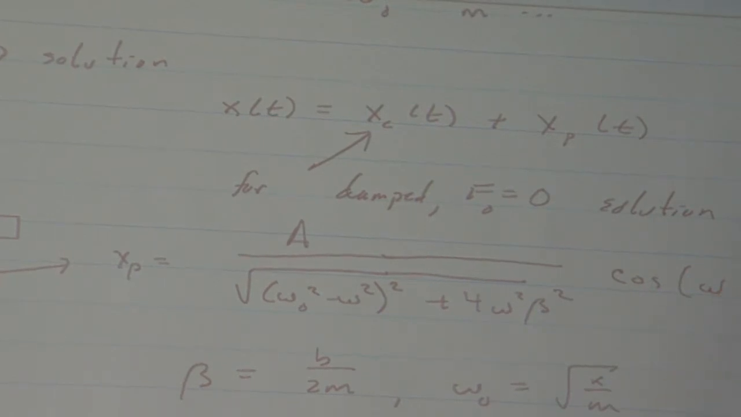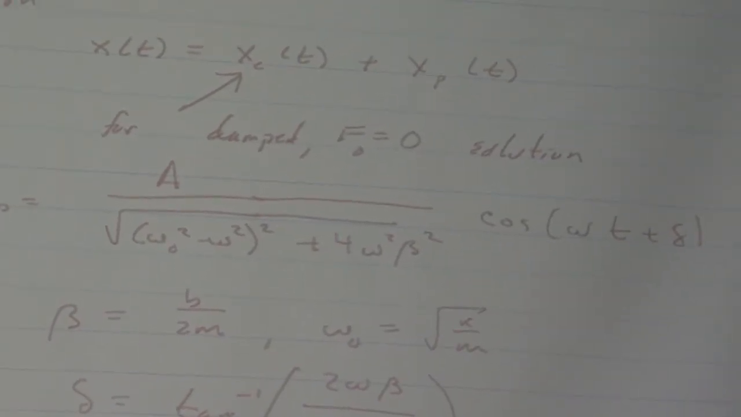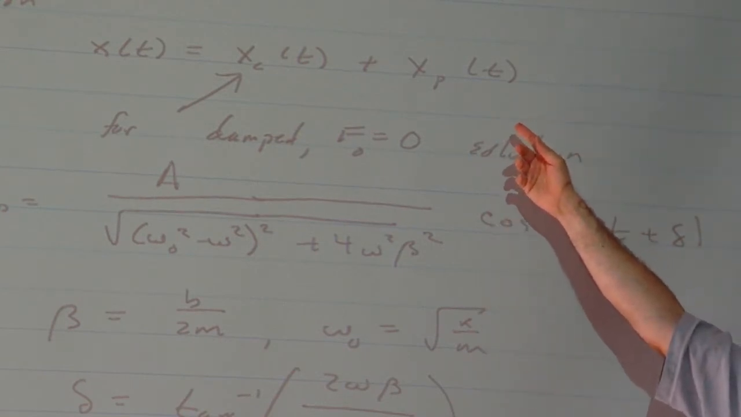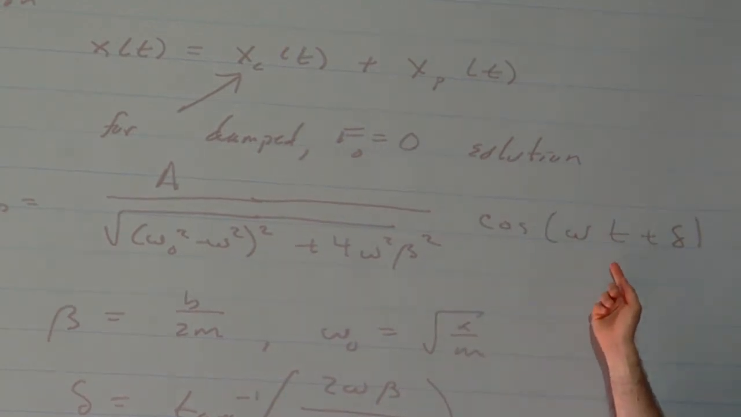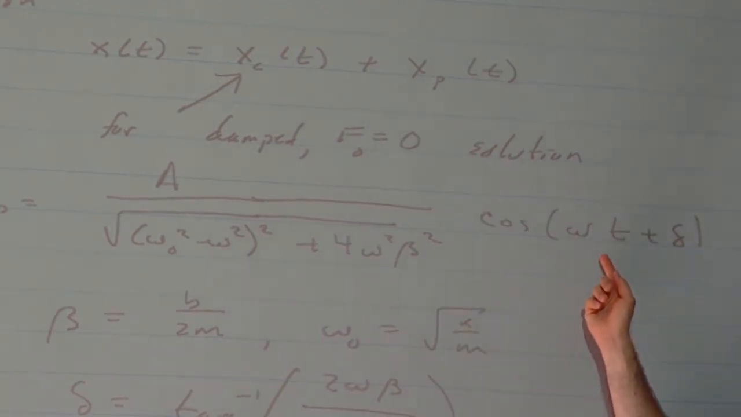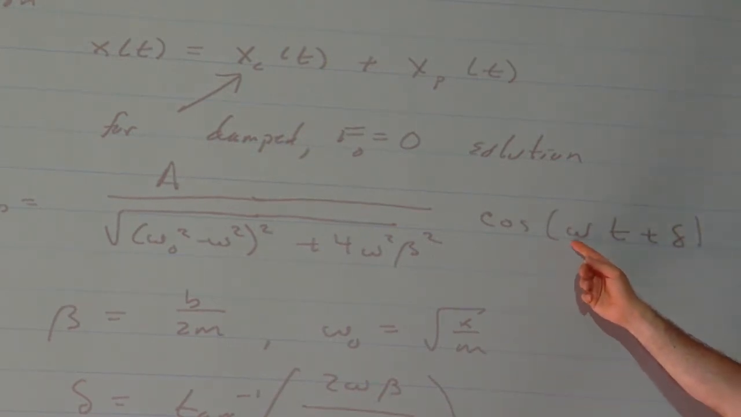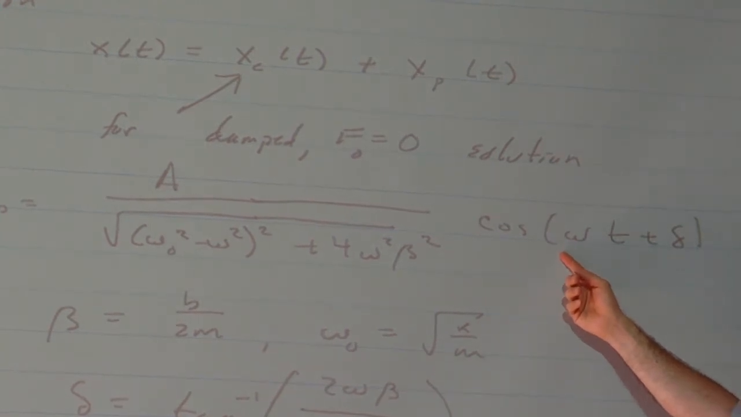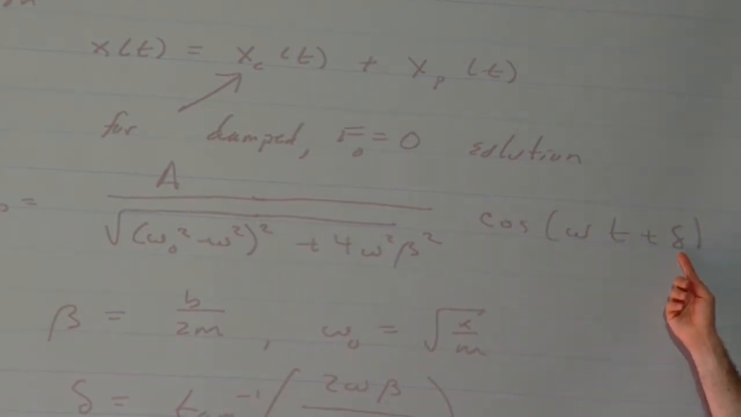So early on, XC might dominate what it does, but then after a while, the damped spring part goes away, and what happens is you just get XP. So after a long time, the solution is this. What it's doing is going back and forth according to the motor. The angular frequency of its driving back and forth is whatever the driving force is doing. It doesn't work out to be in phase.